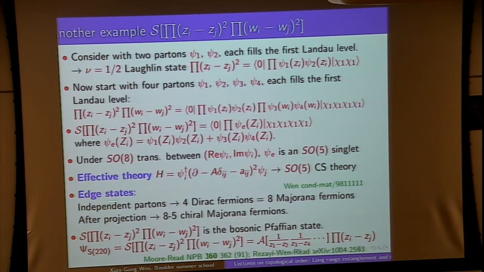So the edge states are also simple, because on the boundary we have, I shouldn't say Dirac fermion, but Dirac really means a complex fermion. What I really mean is complex fermion. So on the edge you have 4 complex fermions. That means 8 Majorana fermions. And when you do the SO(5) projection, you kill 5 of them, and 3 of them survive. So the edge state of this is 3 Majorana fermions. Yeah. So that's the edge states.